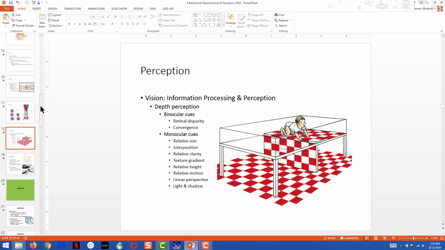Texture gradient is exactly the same thing as relative clarity. I'm not even sure why psychologists make a distinction between these, but they are referring to the texture that you can see in an object. So for example, if you look at your t-shirt that you're probably wearing, you can see a lot of the detail in the fabric itself. And if you've got really good eyes, you can see some of the weaving of the t-shirt. But if you took that t-shirt and moved it across the room and looked at it, it's just a blue t-shirt or a red t-shirt. You can't see any of the detail in it.